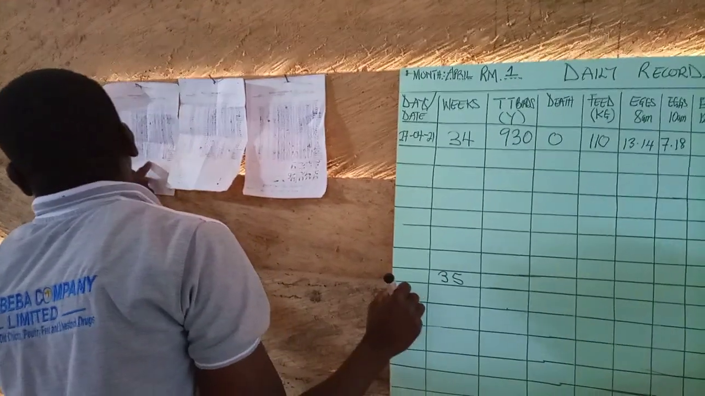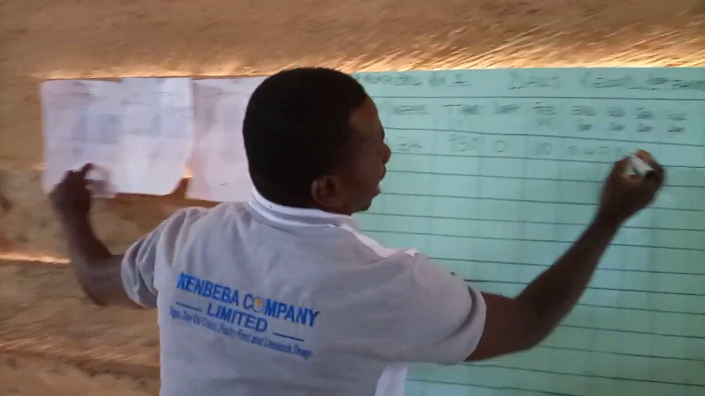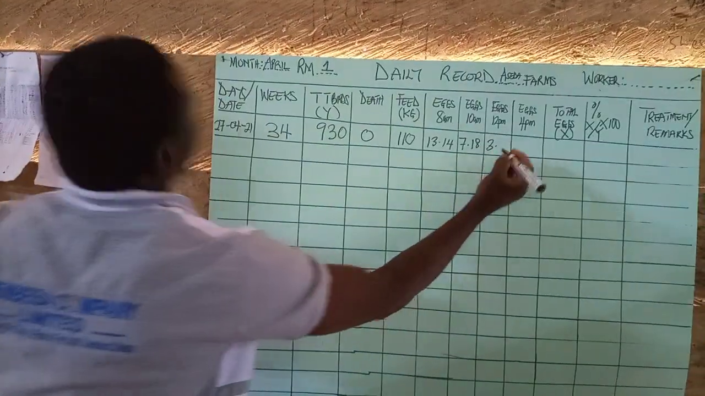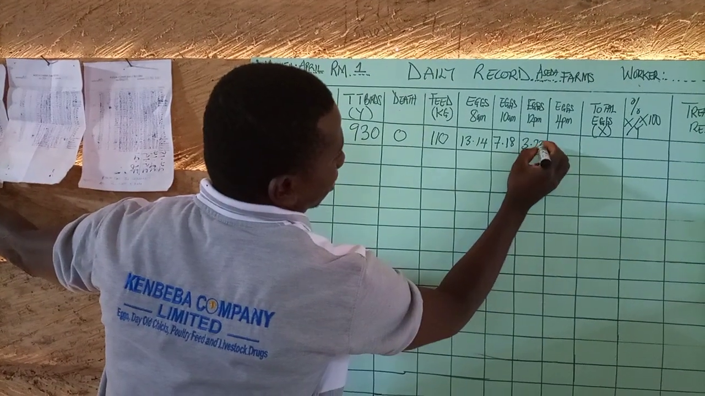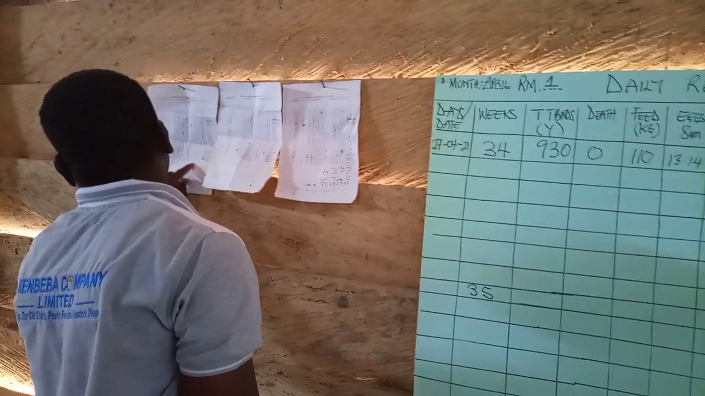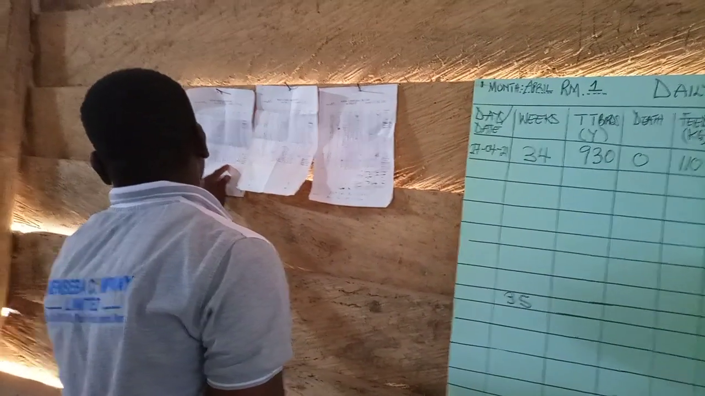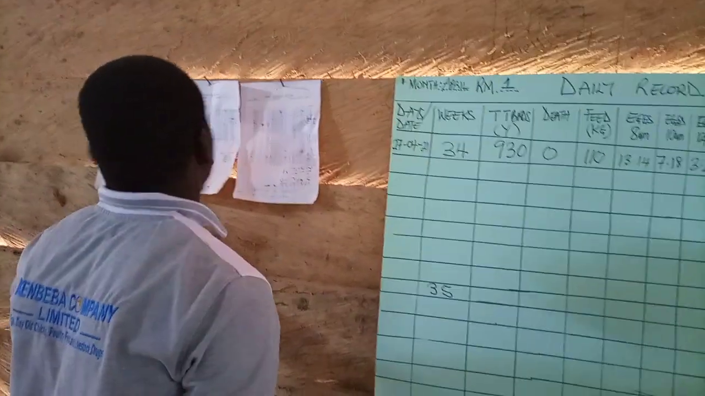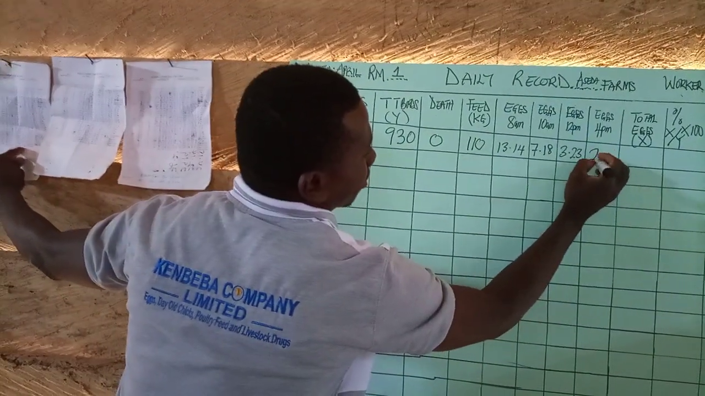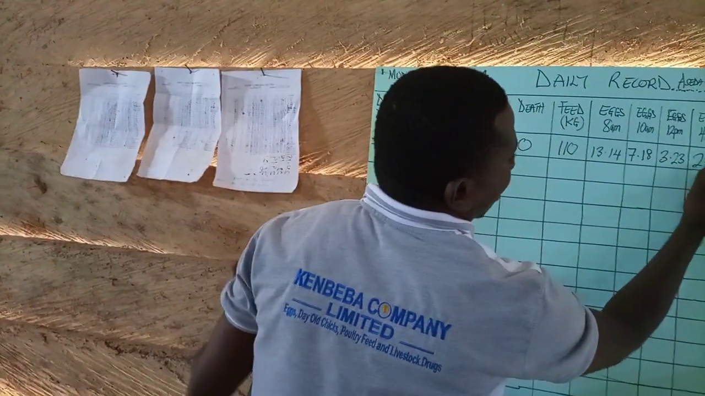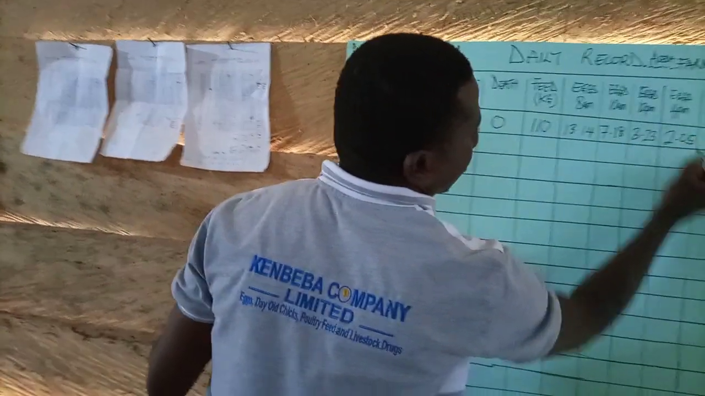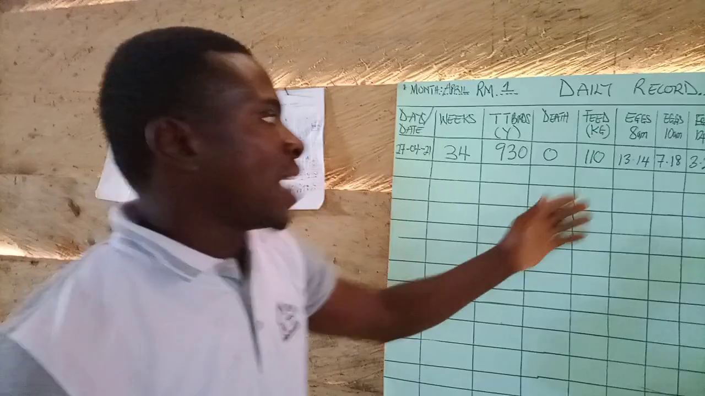7.18. And then on the 12 p.m. they had 3 crates, 23X. And then on 4 p.m. they had 2 crates, 0.5X. So that is how it goes.